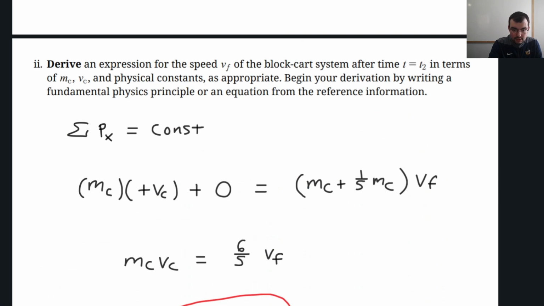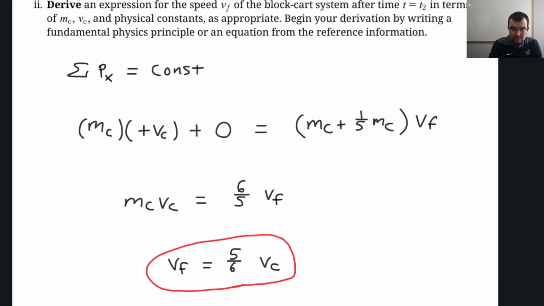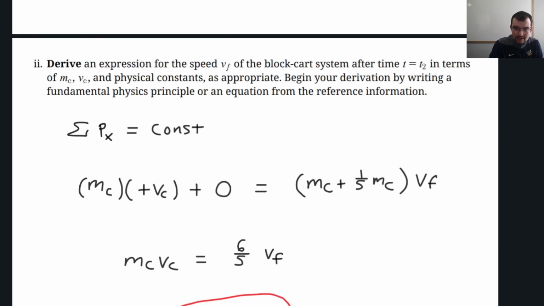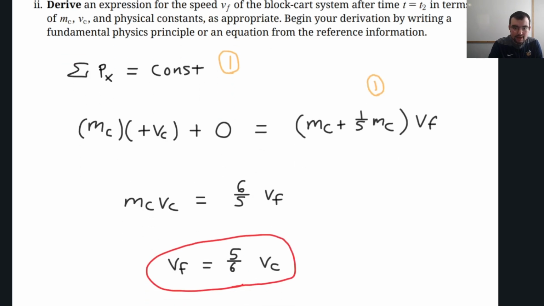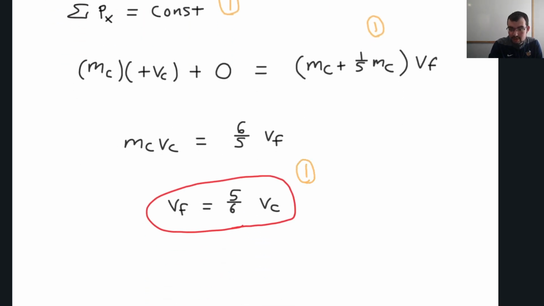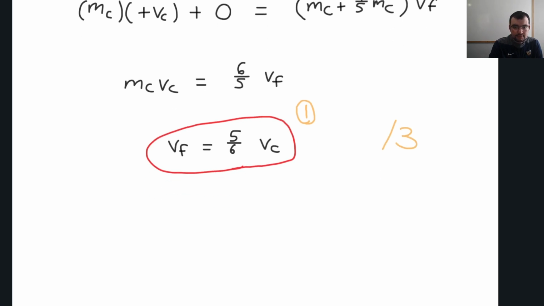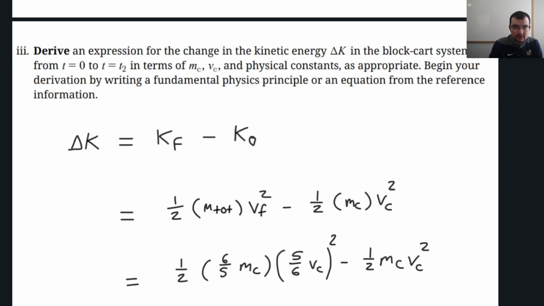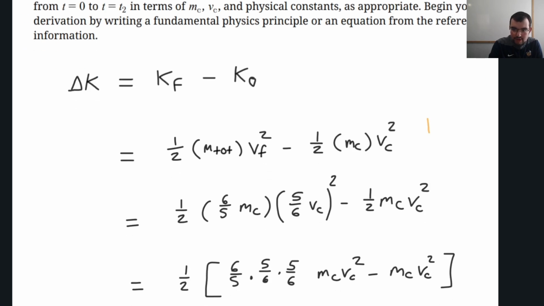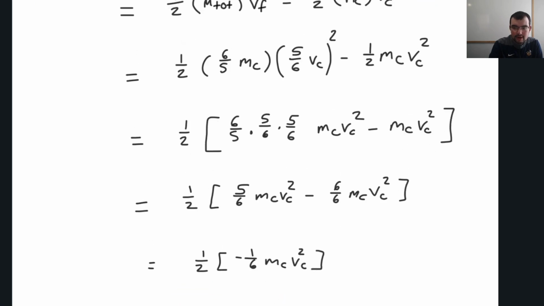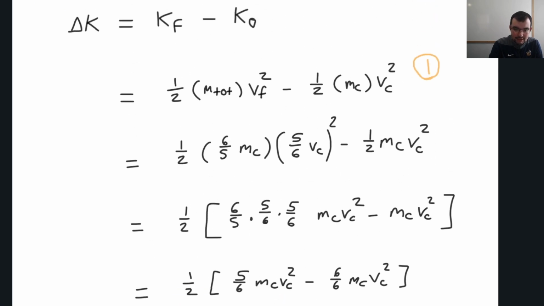Then for your derivation, I would say that this is probably worth, out of the 7 points for 2 and 3, I'd probably say that this is worth 3. You get a point for momentum conservation. You get a point for recognizing it's a perfectly inelastic collision, so they stick together. And you get a point for saying the correct final answer. Then 2 points for this part, even though there's a lot more algebra. You get a point for a valid expression for kinetic energy change with variables. And then you get a point for a consistent substitution of your final velocity into that.